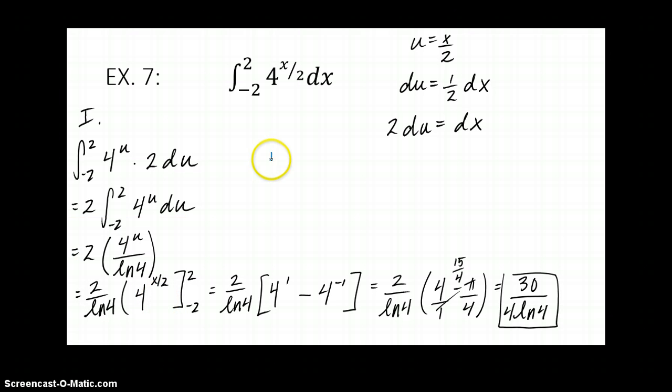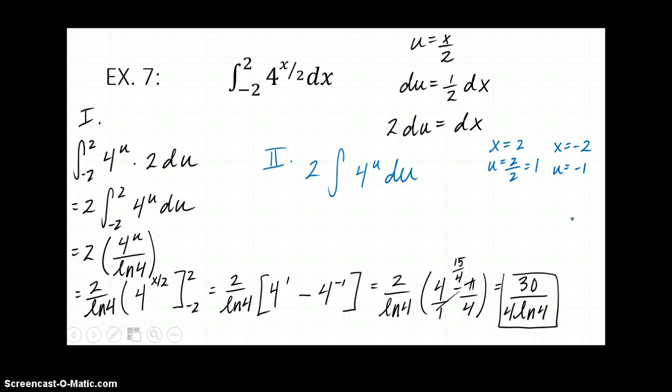My second option: the u substitution is the same, but I'm going to replace my boundaries to be in terms of u as well. When x equals 2, going back to my u substitution, u would equal 1. When x equals -2, u would equal -1. So check out what's happening here. When x is 2, u is 1. When x is -2, u is -1. So my boundaries are still low to high.